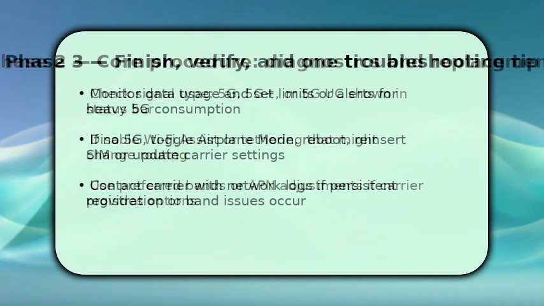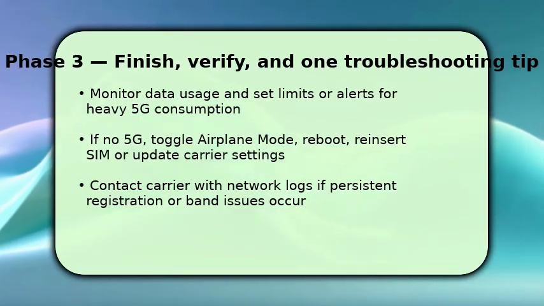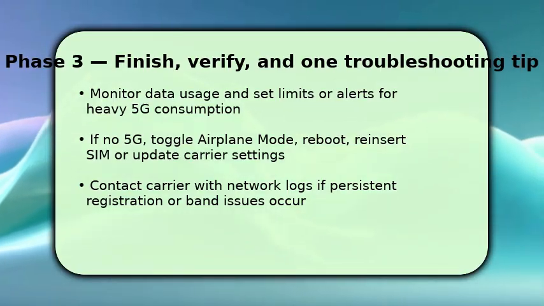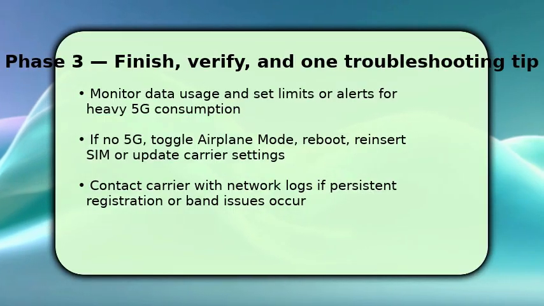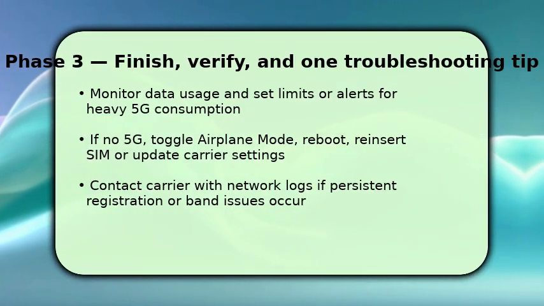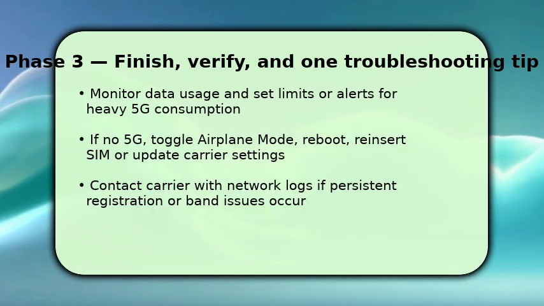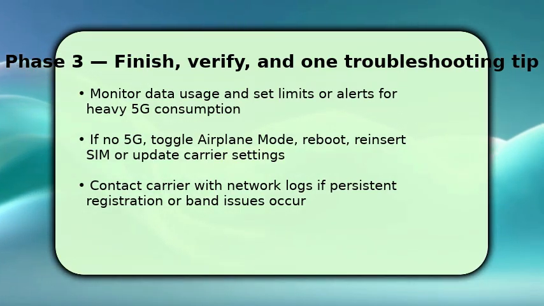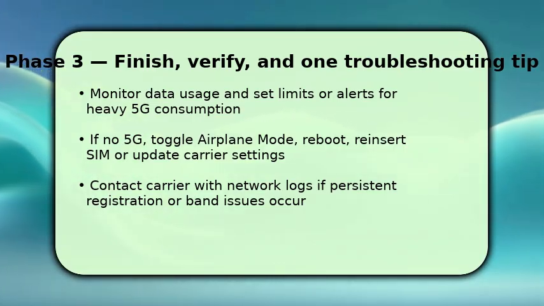You finish by securing performance and handling problems. Set data limits or alerts because 5G can consume more bandwidth quickly, and choose low data modes in apps when necessary. If 5G does not appear, toggle airplane mode, restart the device, and reset the SIM. Also check for carrier setting updates.